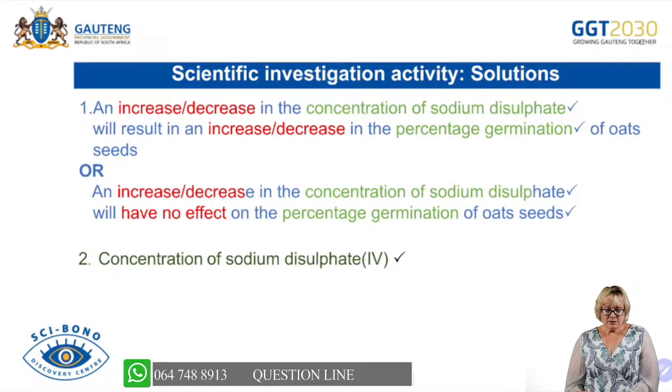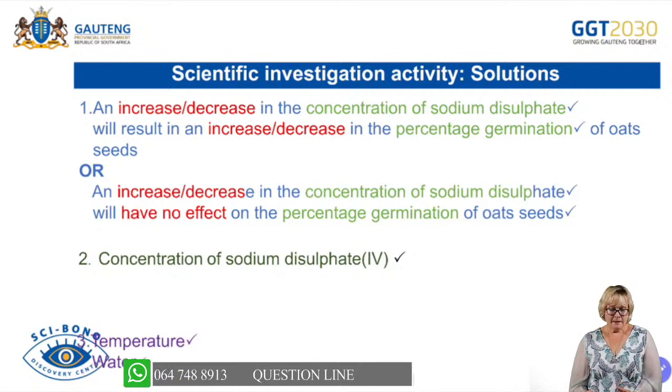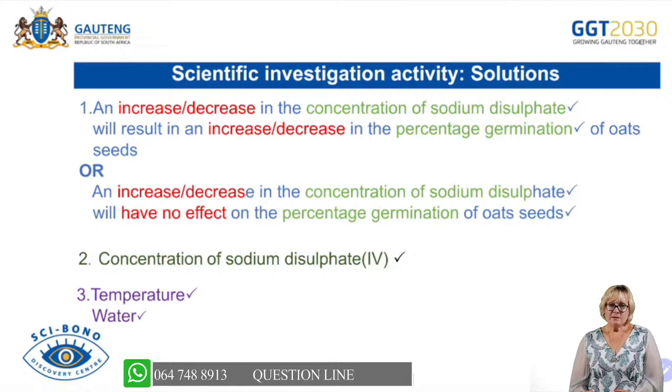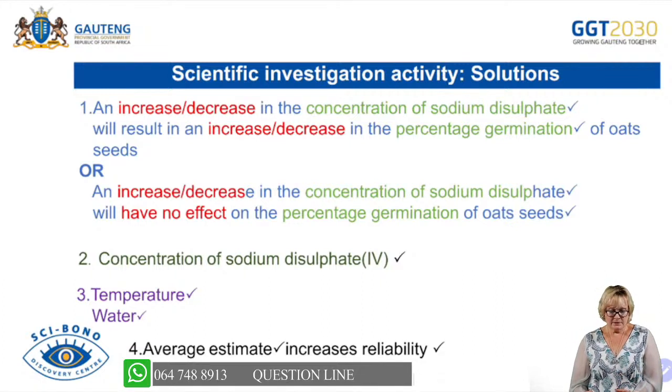The concentration of the sodium disulfate, that was our independent variable. All right, because you gave them the same. What was kept the same? Temperature and water. So that would be our fixed variables, and that will help us to have reliable or actually valid results. Valid results. And then average estimate increases reliability.